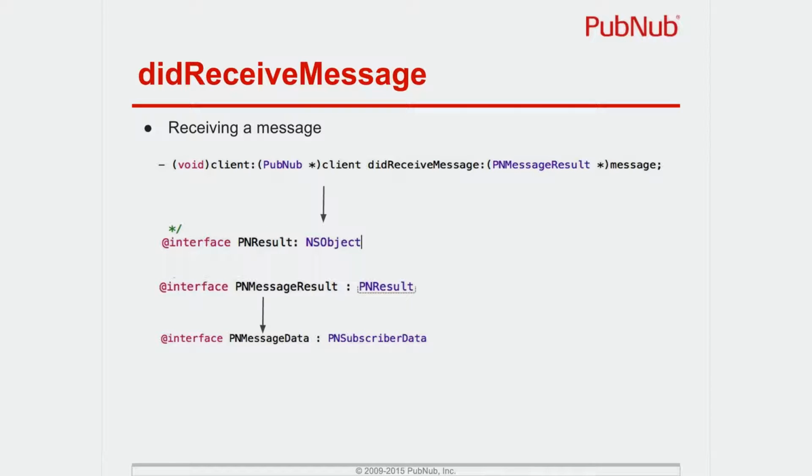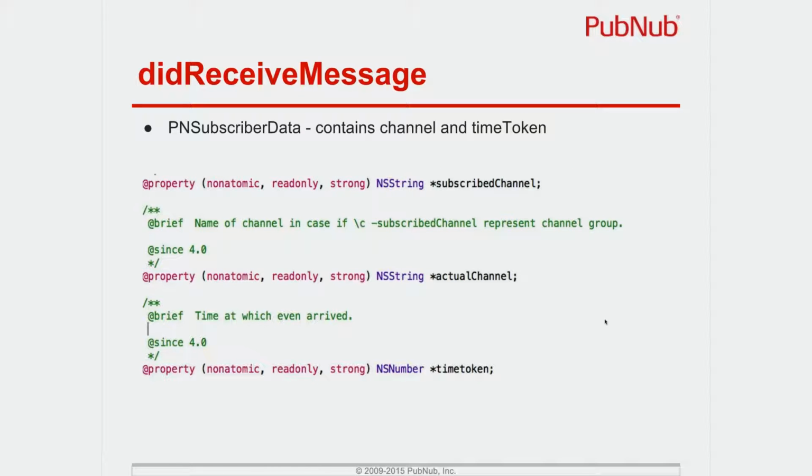didReceive message is the method or the selector that will be invoked when you receive a message. It's passed in a PNMessageResult, and the hierarchy of that PNMessageResult is below. So we have at the top level PNResult that's being inherited, or PNMessageResult is inheriting what's in PNResult, and then you have PNMessageData, which gives you the subscriber data or the actual data for the message. PNSubscriberData contains channel and time token.